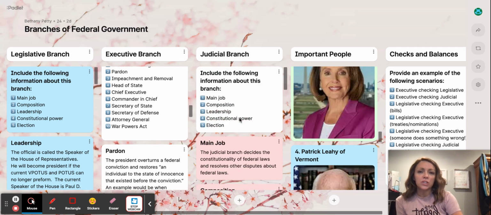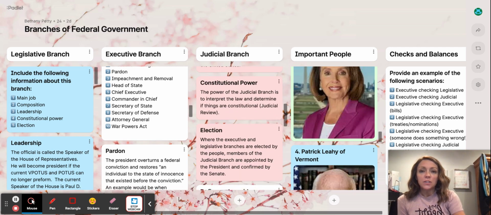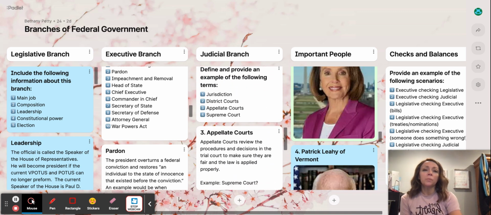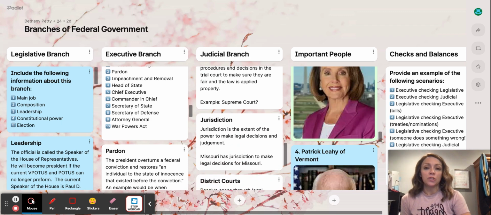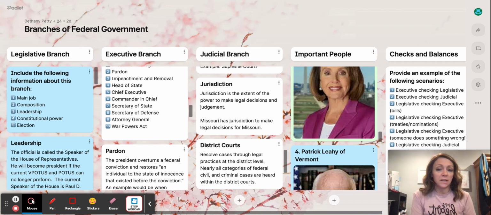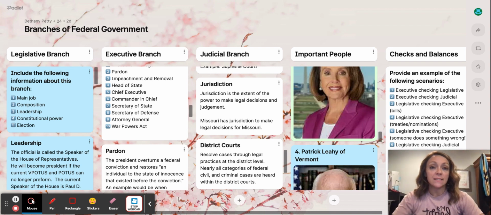So let's jump over to the judicial branch. Now, the judicial branch is, there we go. The judicial branch is actually broken down into three levels. Each level has its own jurisdiction. So that term, jurisdiction, means your area of influence or your area of authority. Okay. And the example that you guys gave me was Missouri has the jurisdiction to make legal decisions for Missouri, right? Missouri doesn't have jurisdiction over Illinois. Missouri doesn't have jurisdiction over the entire United States, just over Missouri.